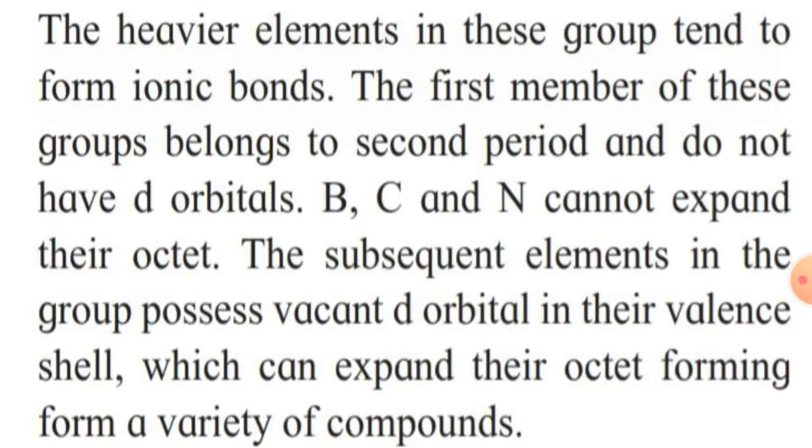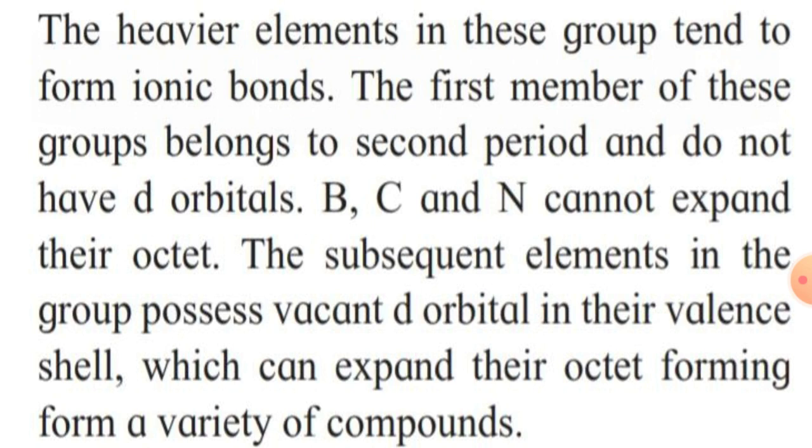So here, the heavier elements in groups 13, 14 and 15 tend to form ionic bonds. The lighter elements in these groups will form which bond, students? They will form covalent bonds, while the heavier elements will form ionic bonds. Okay, the bond formed between ions.